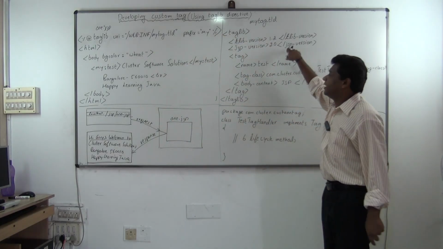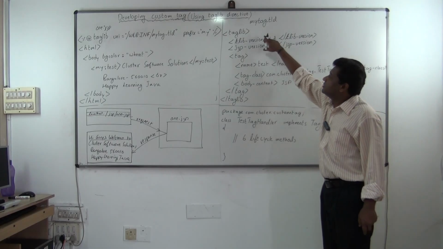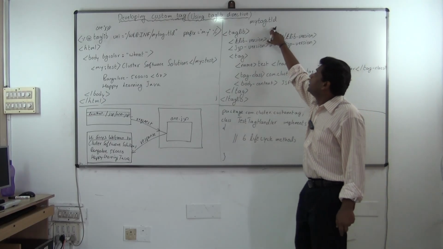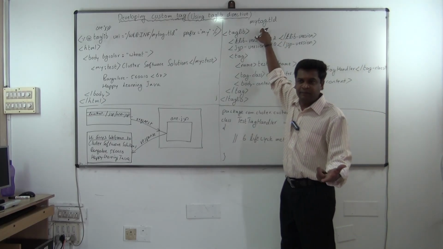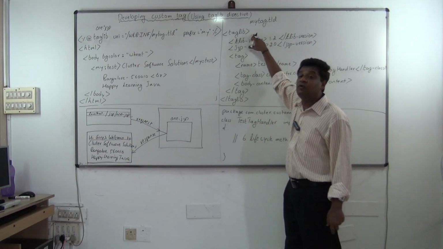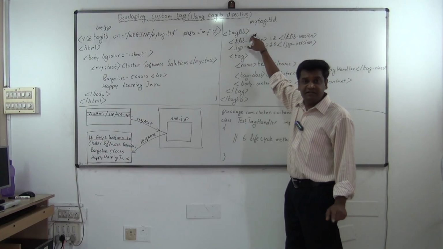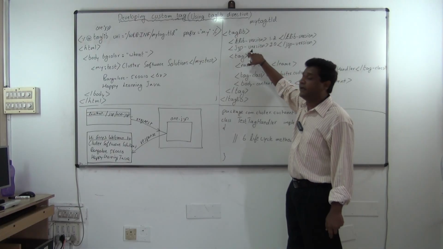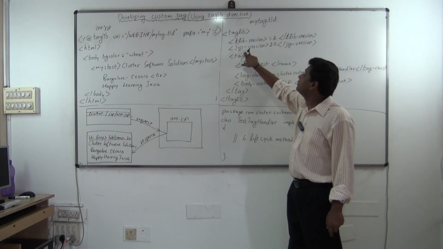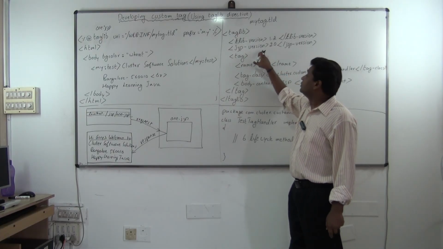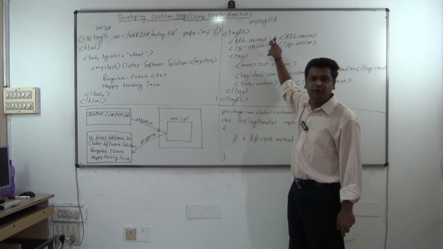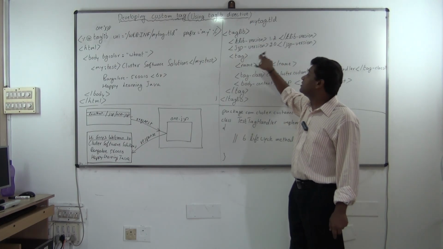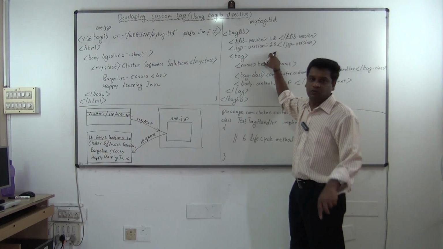So in this TLD file, what will you be doing? My tag.tld is also an XML file only. In this XML file, the root tag is taglib. Inside this root tag, you have 2 child tags. What are they? Taglib version and JSP version. The taglib version is 1.2, and the JSP version we are using is 2.